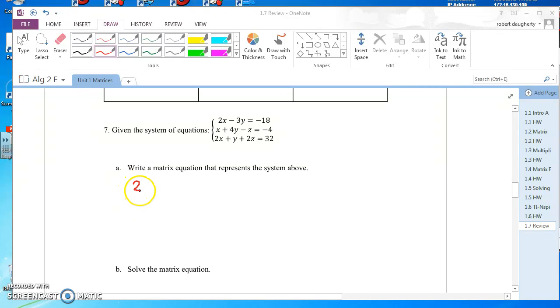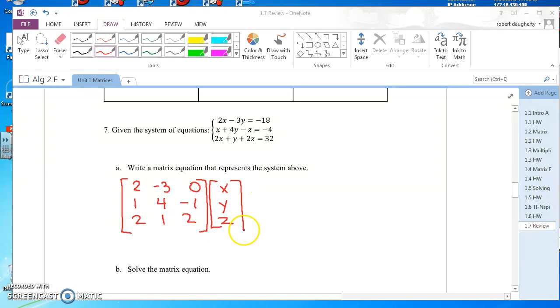So the matrix equation will be [2, -3, 0; 1, 4, -1; 2, 1, 2] times [x, y, z] equals [-18, -4, 32]. So before you go to the calculator, I would double check that I've got them all right: 2, -3, 0, 1, 4, -1, 2, 1, 2, x, y, z, -18, -4, and 32.